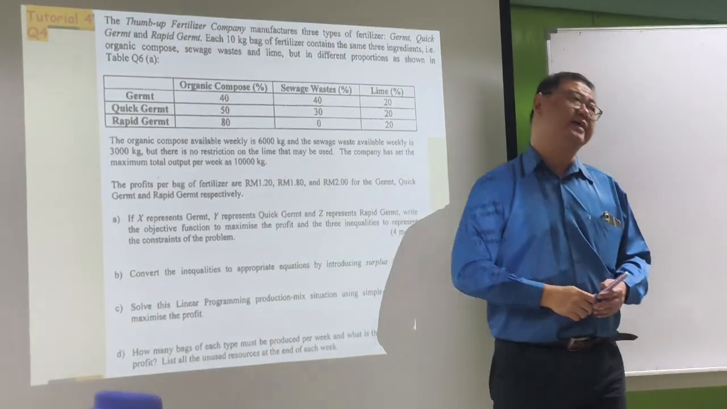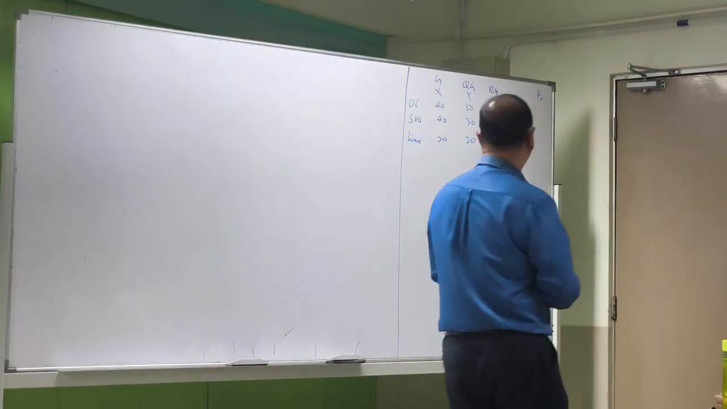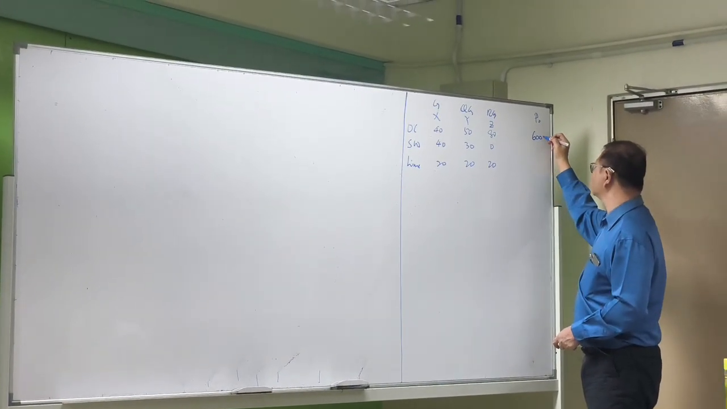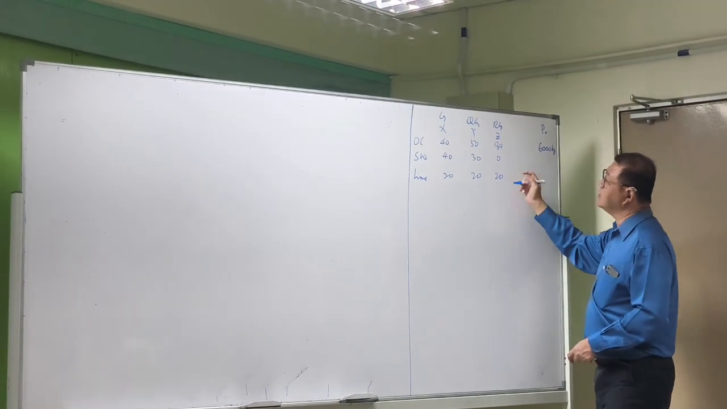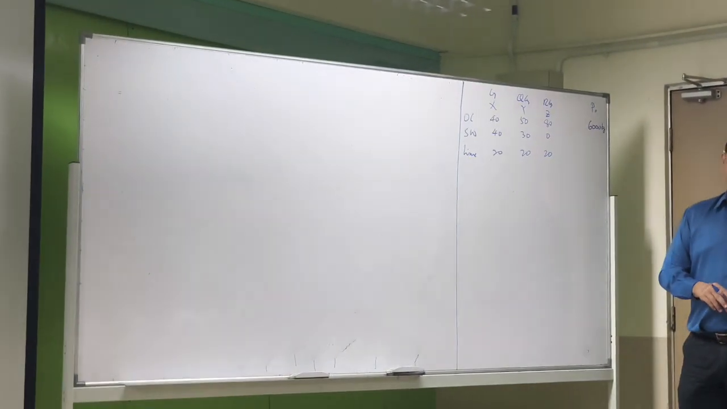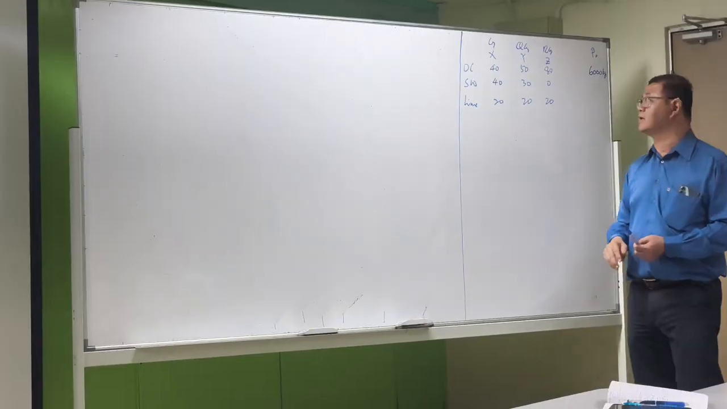This one is in 6,000 kg. Organic compost, this one is given in 6,000 kg. So here all these percentages you have to convert to kg. How to convert that into kg?